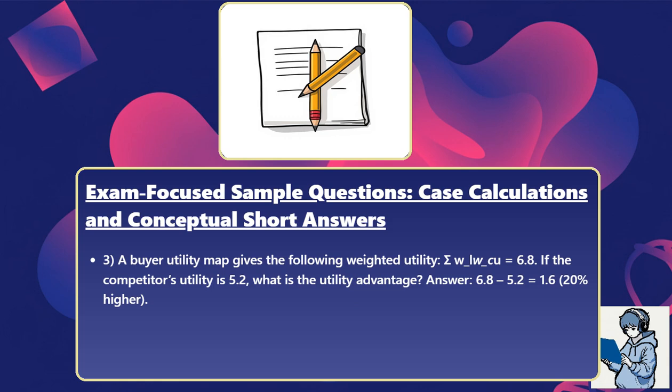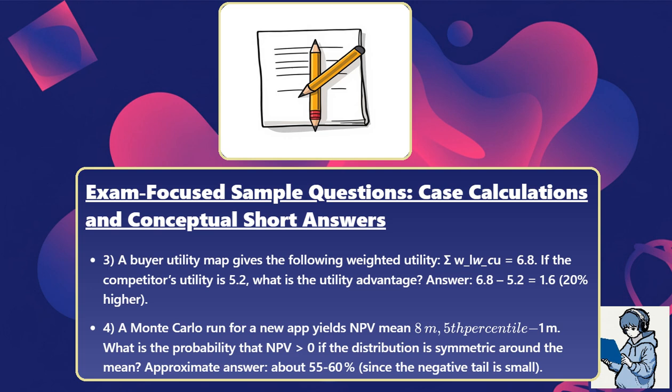3. A buyer utility map gives the following weighted utility: sigma of W_L times W_C times U equals 6.8. If the competitor's utility is 5.2, what is the utility advantage? Answer: 6.8 minus 5.2 equals 1.6, about 20% higher. 4. A Monte Carlo run for a new app yields net present value mean $8 million, 5th percentile negative $1 million. What is the probability that net present value is greater than 0 if the distribution is symmetric around the mean? Approximate answer: about 55 to 60% since the negative tail is small.